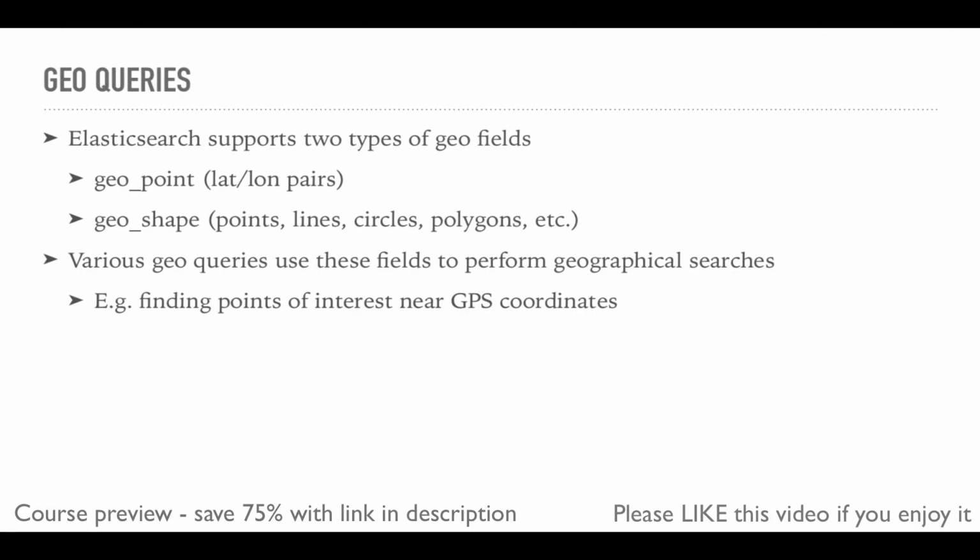Last but not least are geoqueries. As you might recall, there are two data types for geofields, geopoint and geoshape. There are a number of geoqueries that use these fields to perform geographical searches, such as finding nearby points of interest based on GPS coordinates. There are quite a few of these queries, so I'm not going to go through them right now.